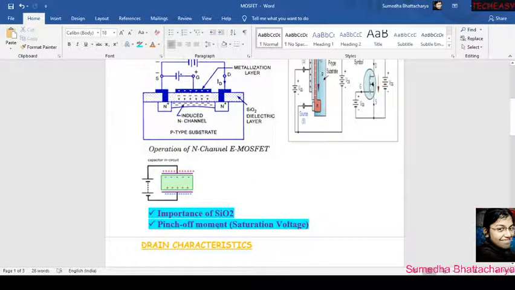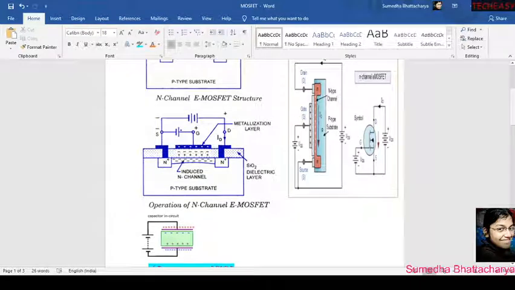Now, the pinch off moment or the saturation voltage. What is the saturation voltage? I have told in which voltage of VDS the current will saturate; that voltage we will call saturation voltage. There is also one voltage that we call threshold voltage, right? Threshold voltage happens in case of VGS. With the increasing of VGS, one time will come that there will be a voltage, and we call that voltage threshold voltage. Okay.